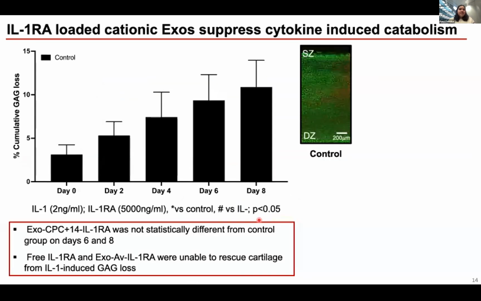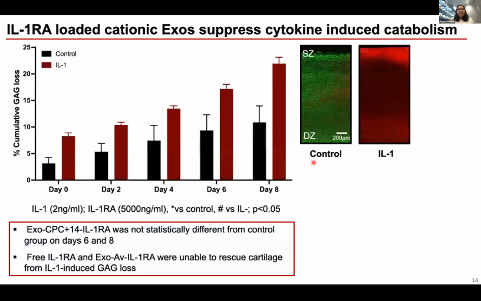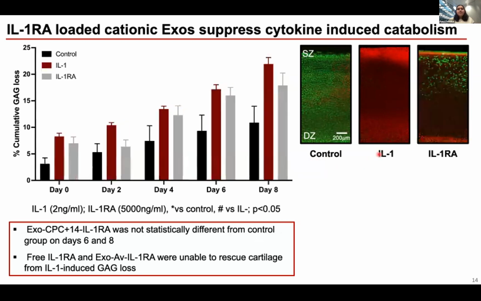As we see here, the healthy control shows a gradual and uniform increase in GAG loss as is expected, and this is also seen in the cartilage viability images, which predominantly show a green fluorescence indicating a majority of live cells. With the addition of IL-1 treatment, the GAG loss is significantly elevated, and the dominant fluorescence that is observed is red, which indicates dead cells. A single dose of free IL-1RA was unable to suppress the GAG loss, as seen in both the percent cumulative GAG loss graph as well as the cartilage viability image.